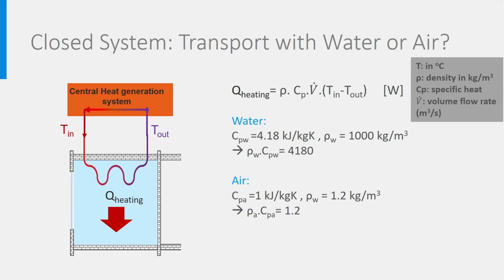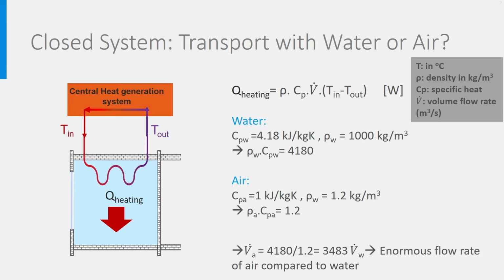water. This difference must be compensated by a much higher flow rate of air compared to water, if we want to bring the same quantity of heat. You see below that the volume flow rate of air must be 3483 times the one of water. What a difference!